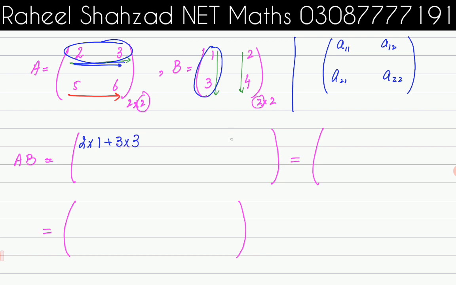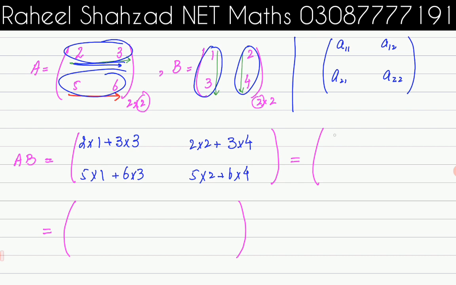Then first row second column, it's 2 into 2 plus 3 into 4. Then second row first column, it's 5 into 1 plus 6 into 3. And then second row second column, it's going to be 5 into 2 plus 6 into 4. So my answers are going to be 2 plus 9, 11; 4 plus 12, 16; 5 plus 18 is 23; and 10 plus 24, 34. So product AB is equal to 11, 16, 23 and 34.